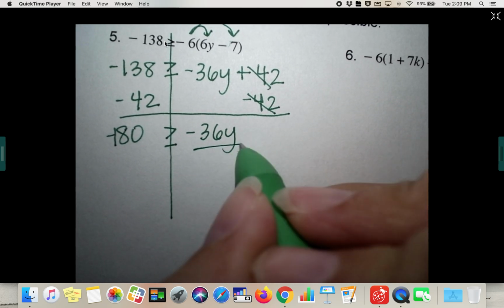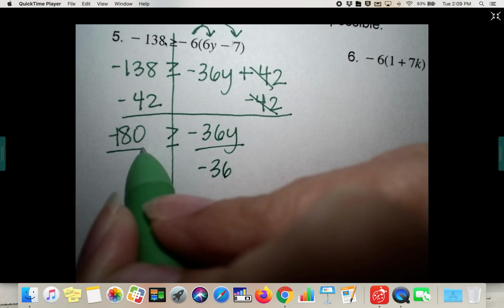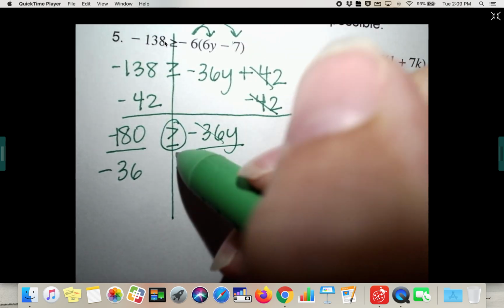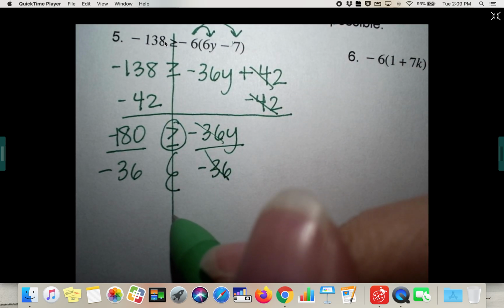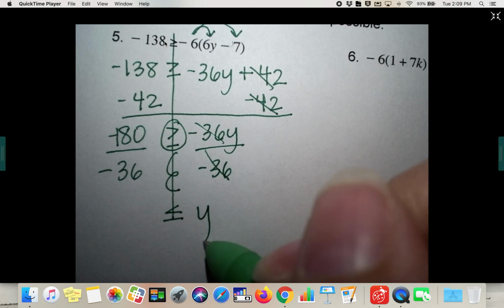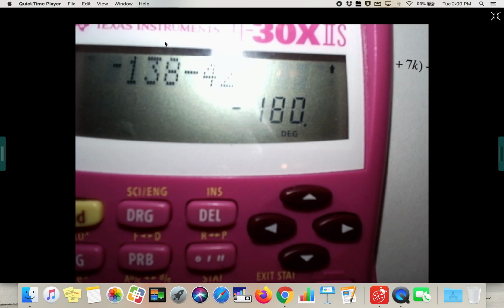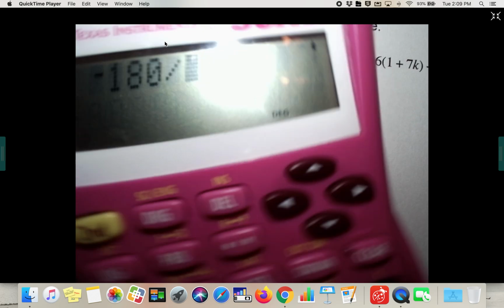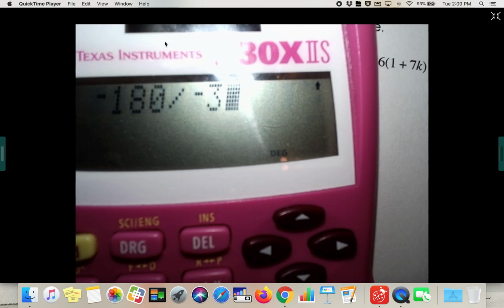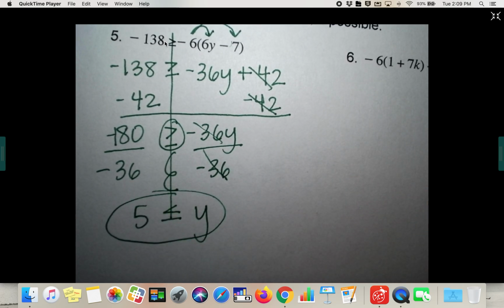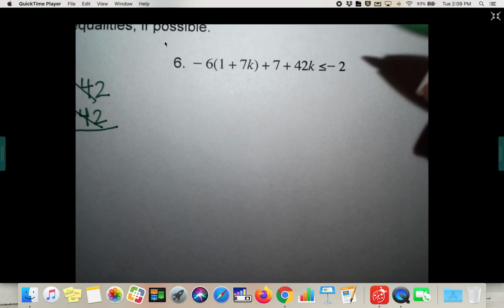Last step is divide both sides by negative 36, and I heard myself say divide by a negative. When you divide or multiply both sides by a negative, you have to flip that symbol the other direction. So now it is going to be y is greater than or equal to whatever that is. So negative 180 divided by negative 36 is 5. These bottom ones you do not have to graph. Okay, number 6.